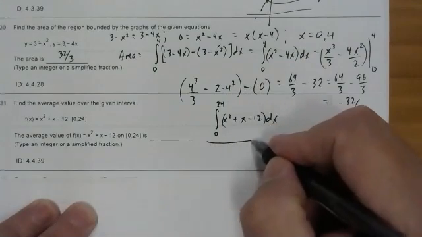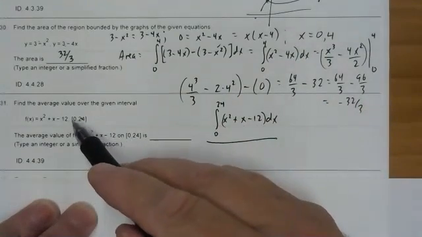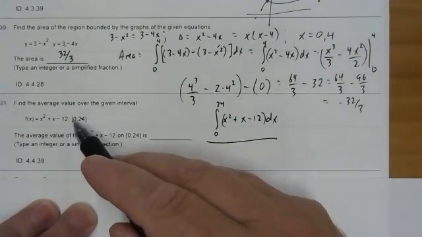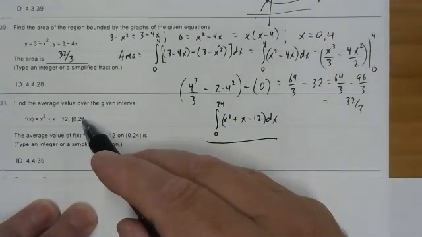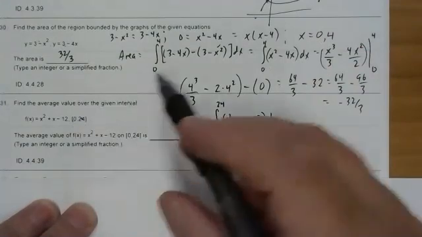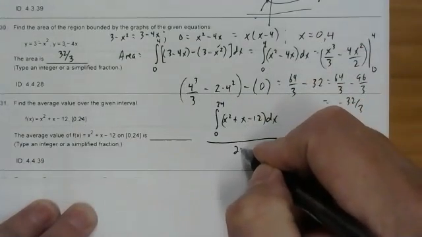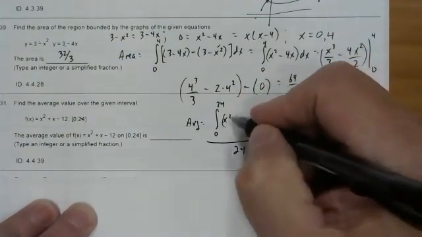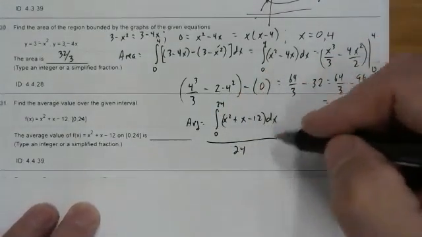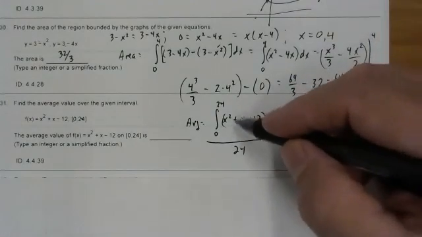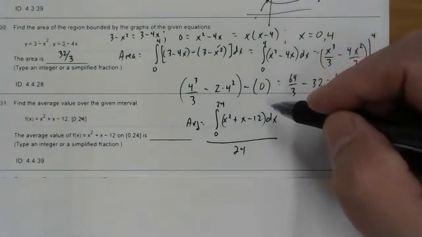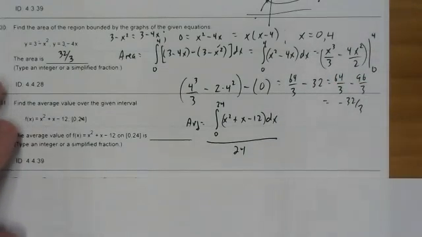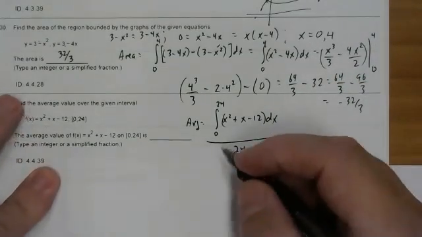But then you take that integral and you divide it by the difference of your starting value of x and your ending value of x. So it's going to be 24 minus 0. So you've got this integral over this number. So really the main thing is now let's figure out this integral, and then we'll come back and plug in the number.